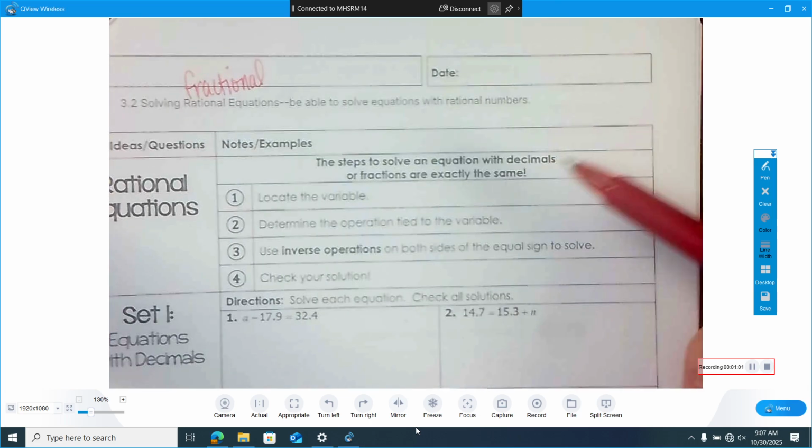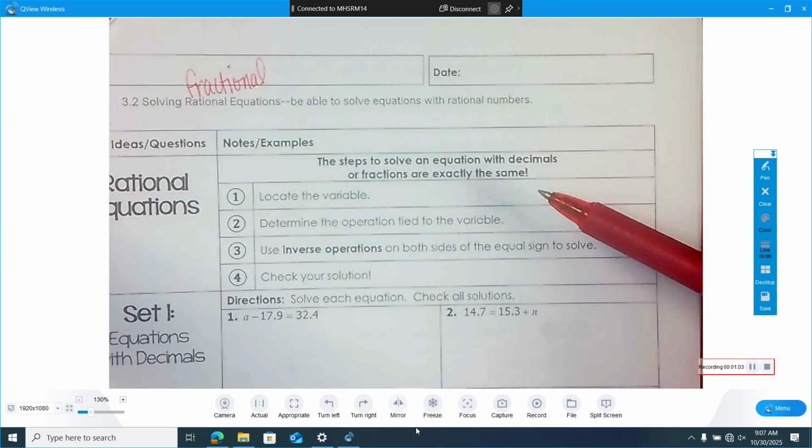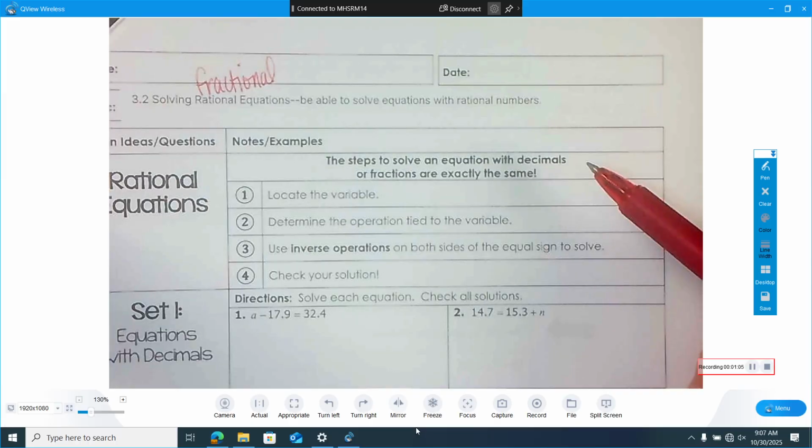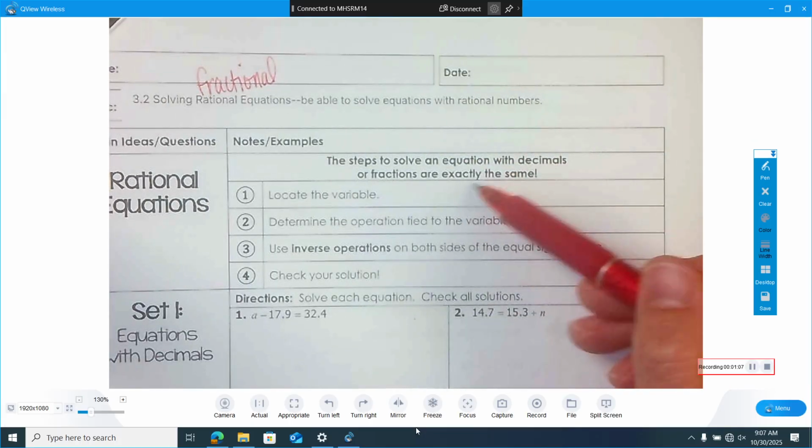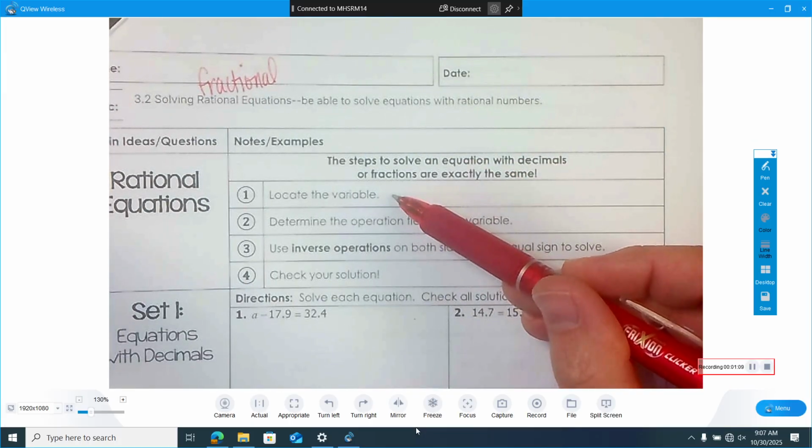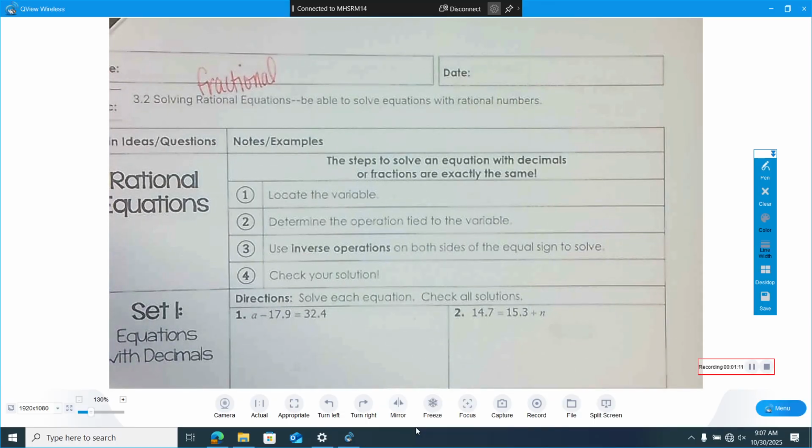Just like yesterday, solving these equations is exactly the same thing. We want to find our variable, and we want to get rid of the thing nearby. Variables want to be alone. They want to be isolated, okay? So I don't like to use the word solve. I like to use the word isolate the variable because I think it's a little more descriptive. The variable wants to be alone. So that's what we're going to do today.